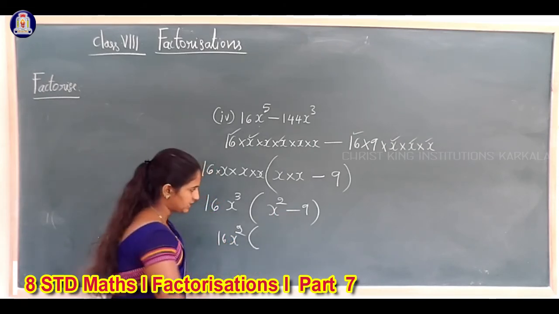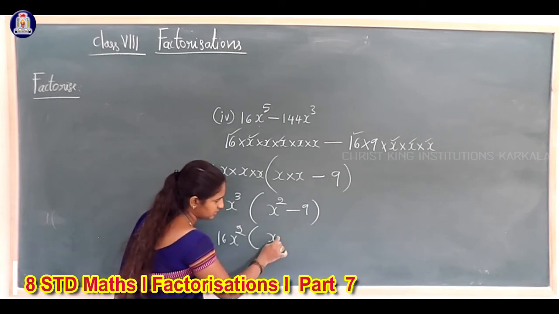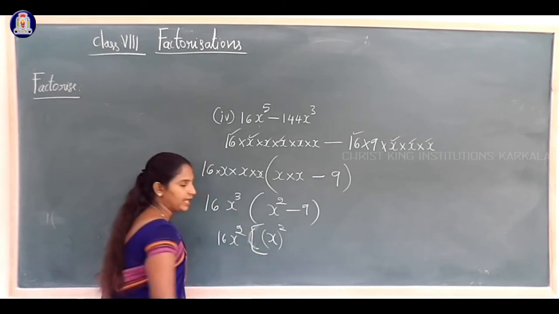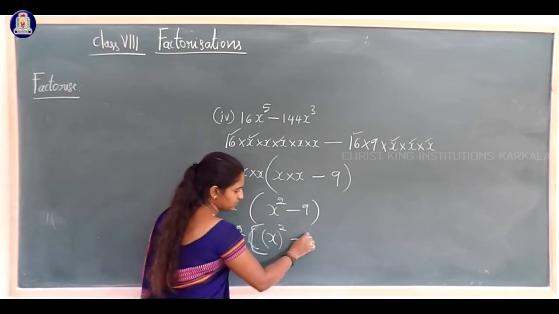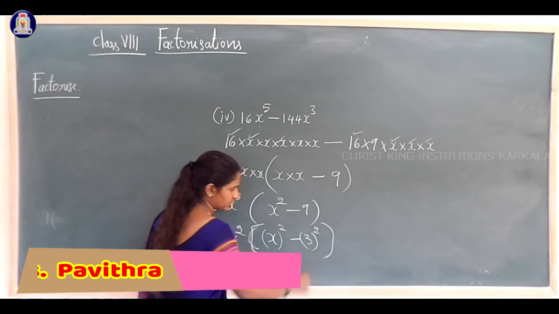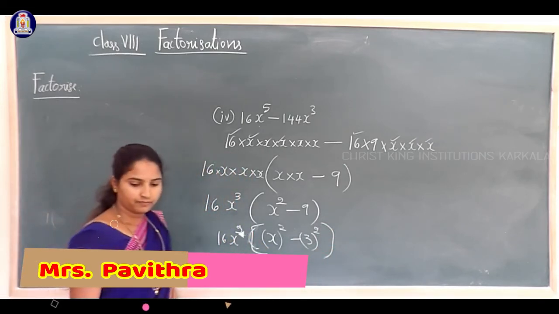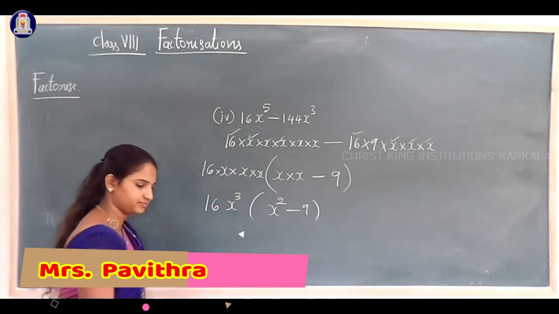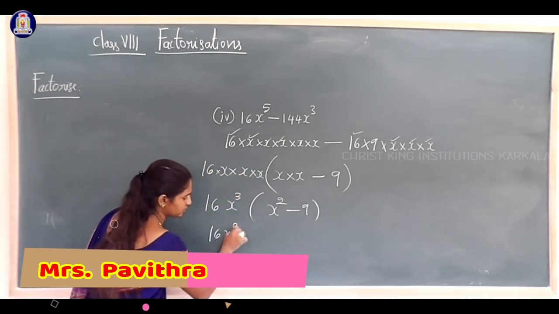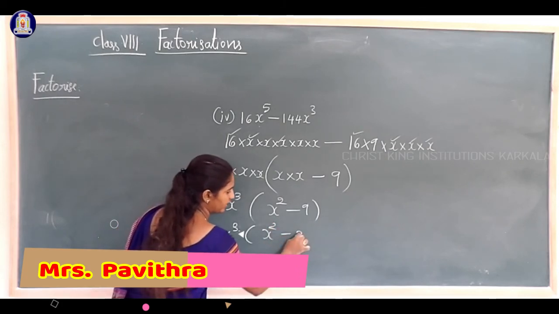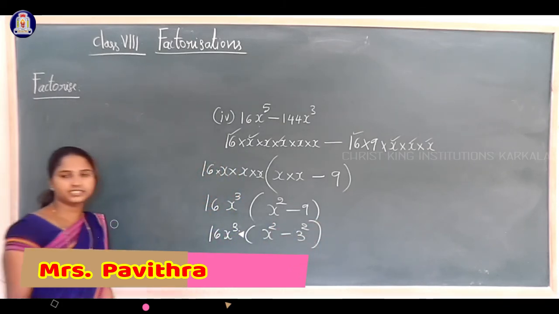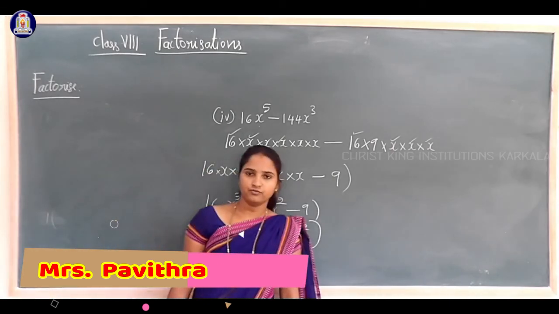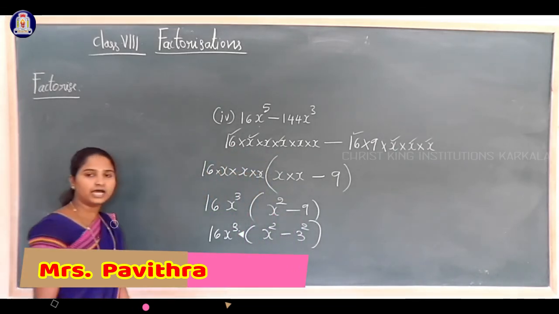x square minus 9 can be written as x the whole square, and 9 can be written as 3 square, 3 whole square. Is it correct? Yes. So here we can use the third identity. See, 16x cube as it is, and x square minus 3 square. 9 can be written as 3 square, so it is in a square minus b square form. So that is the third identity.